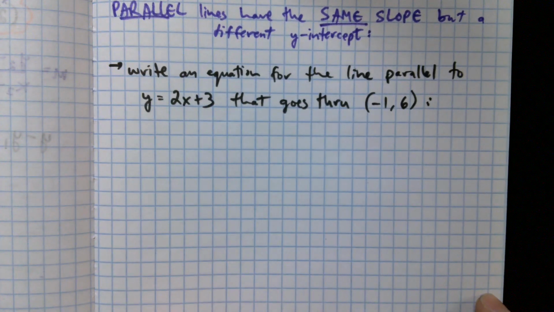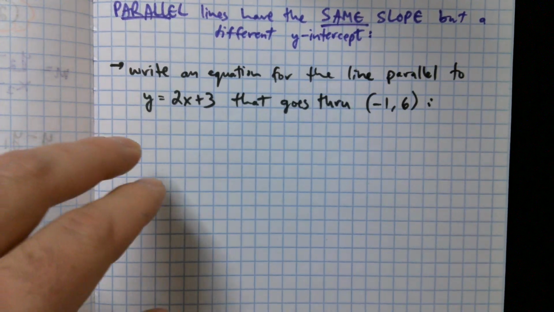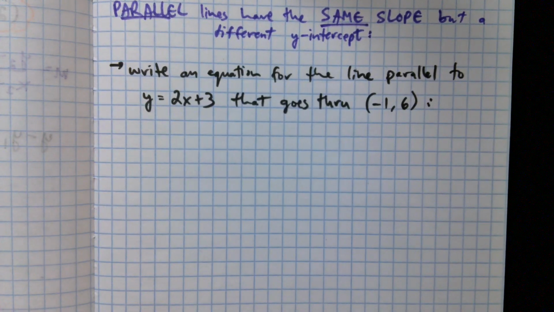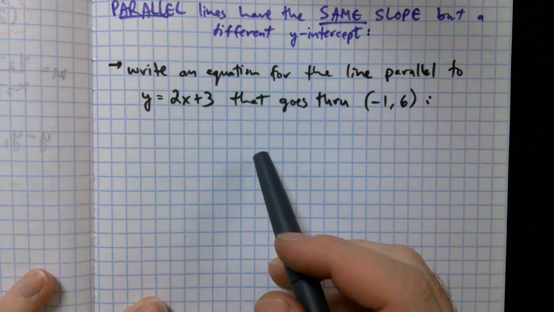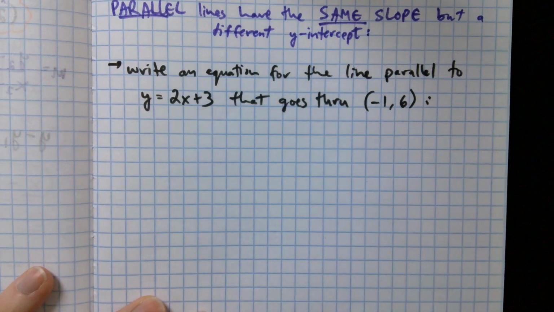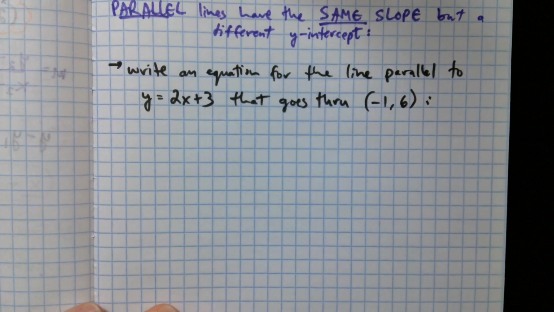So if I want to write the equation in slope-intercept form, I need to know two things. What are the two things I need to know to write an equation in slope-intercept form? It's in the name. The slope and the y-intercept, right? It doesn't look like I have either of those. So how would I go about finding the slope?